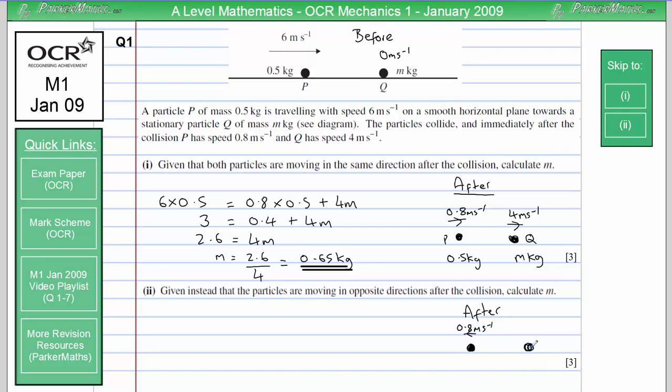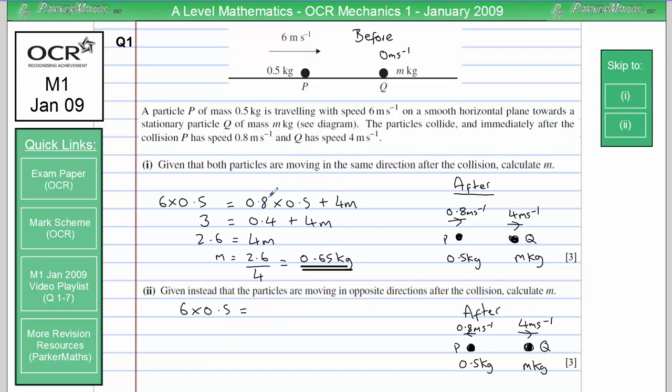Q is still going to move to the right with a speed of 4 meters per second, and the mass of P will still be 0.5 kilograms, and we'll call the mass of Q m kilograms. But this time m will be different to what it was in part 1. So let's write down our conservation of momentum equation again. Remember, the situation before the collision hasn't changed, so that's still going to be 6 times 0.5. The momentum after though will be slightly different.